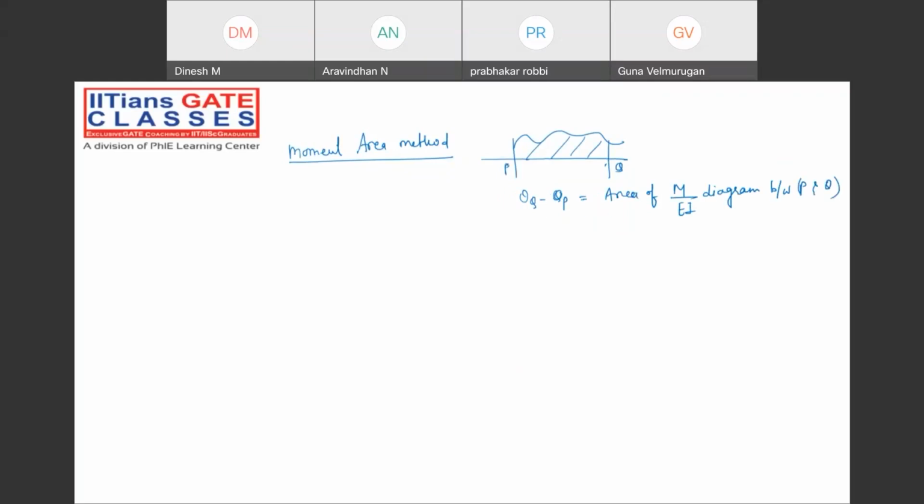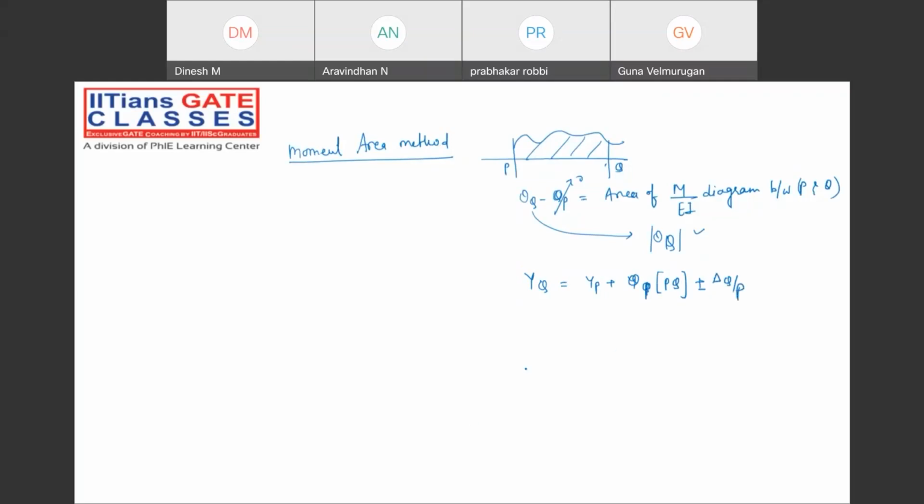Whatever theta P is, 0, and whatever the answer you are getting, whether it is positive or negative, just take the magnitude. Why am I saying this? Suppose you are calculating the deflection, yQ is equal to what? yQ is equal to yP plus thetaP into q plus or minus delta q with respect to p.